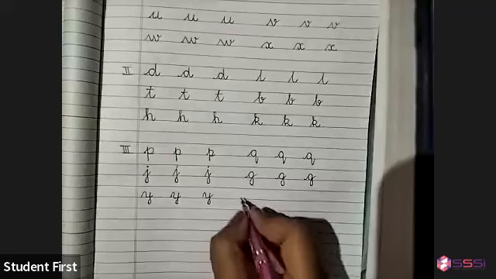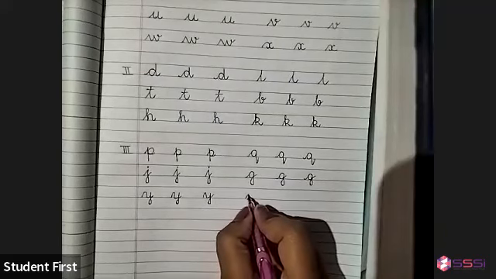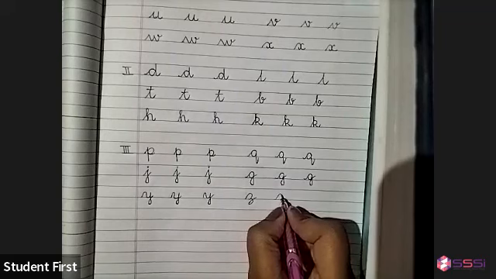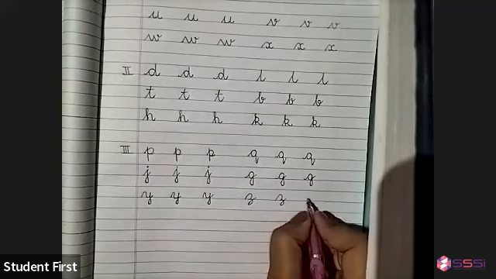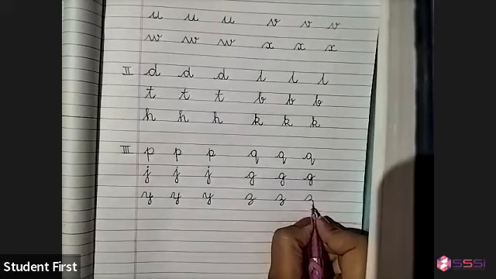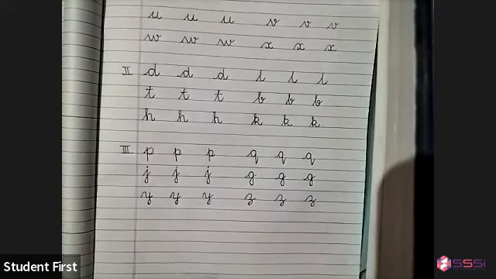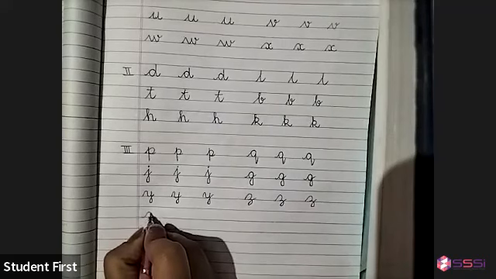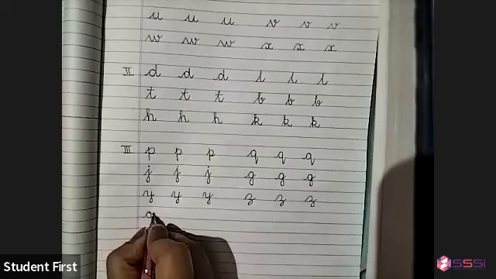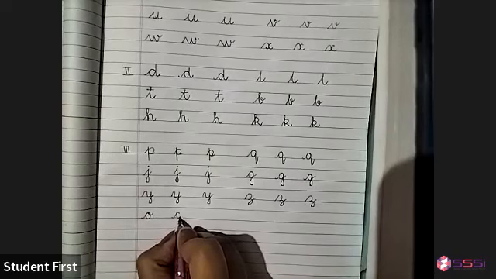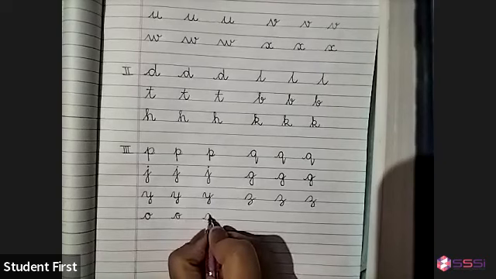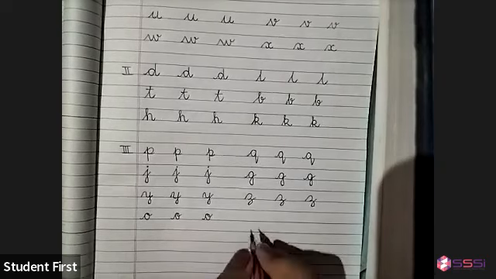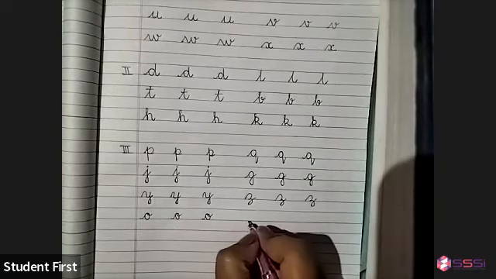Next letter is letter Z. Then comes the letter O. And the last letter that falls in fall letters is letter N.